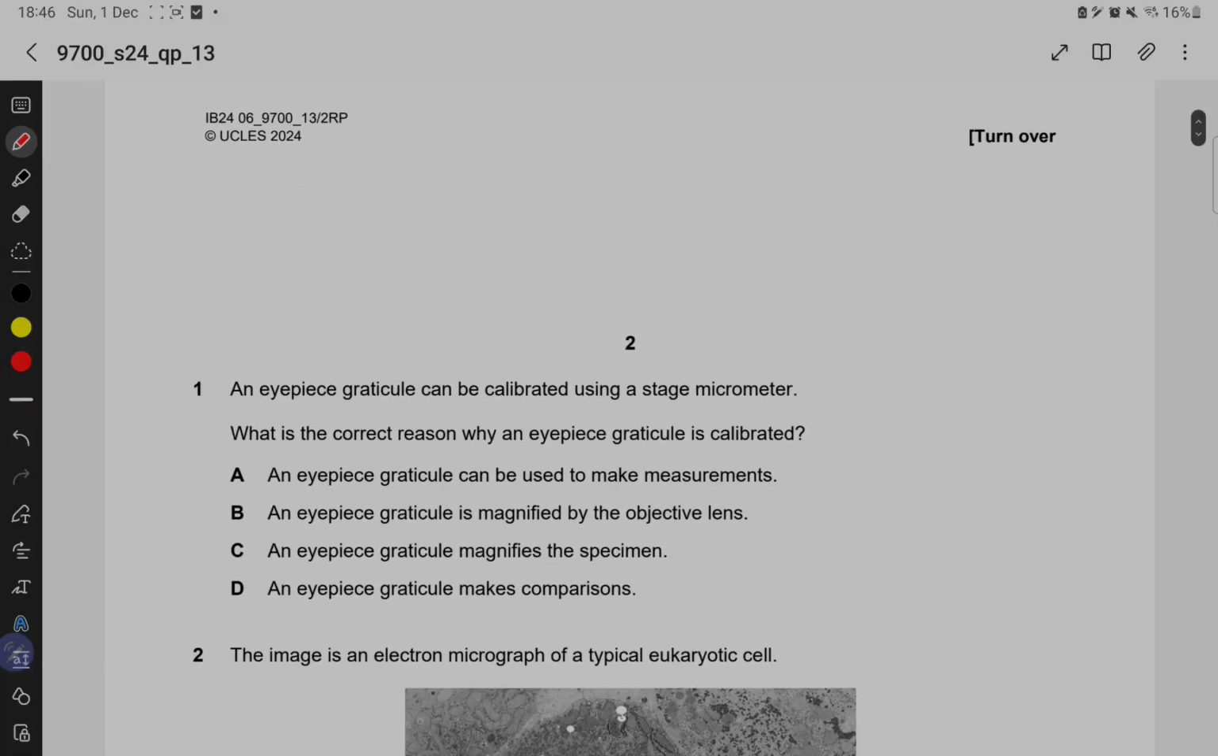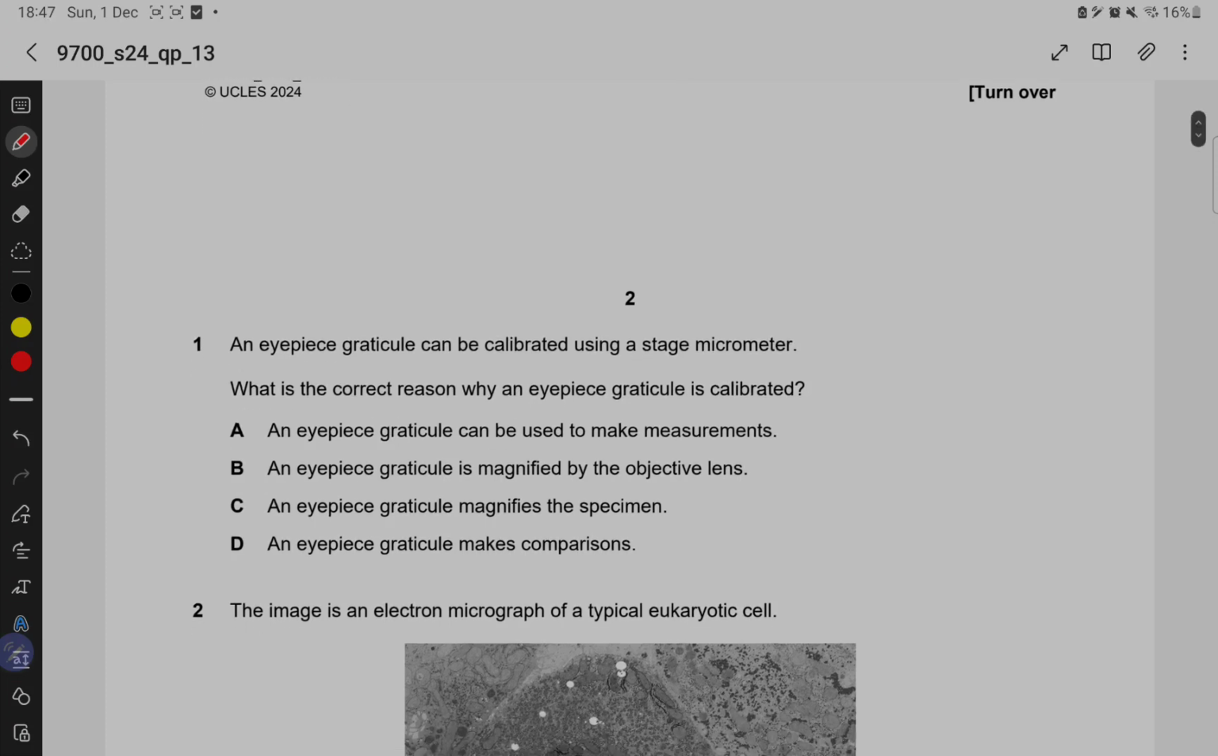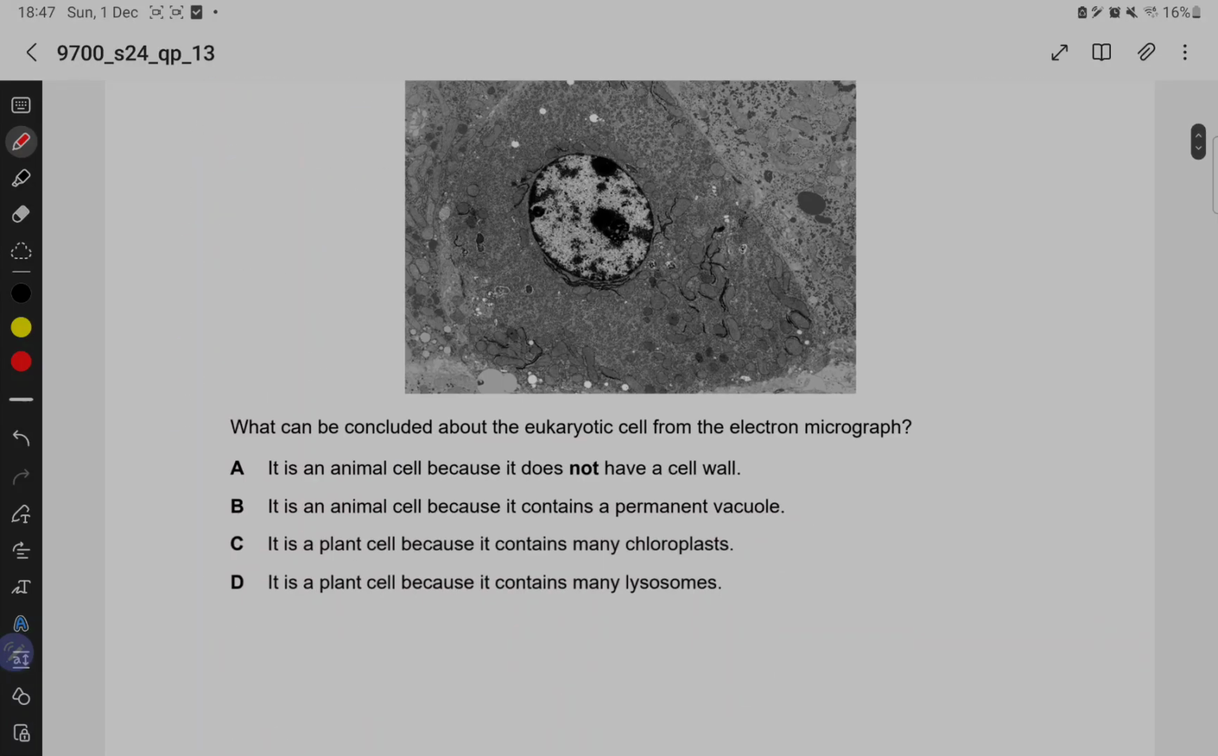An eyepiece reticule can be calibrated using a stage micrometer. What is the correct reason why an eyepiece reticule is calibrated? A is correct. When you do the practical, you literally just use it to measure stuff. Your eyepiece reticule can't be magnified. B is wrong. It doesn't magnify the specimen. And you use the measurements to make the comparison, not directly the eyepiece reticule.